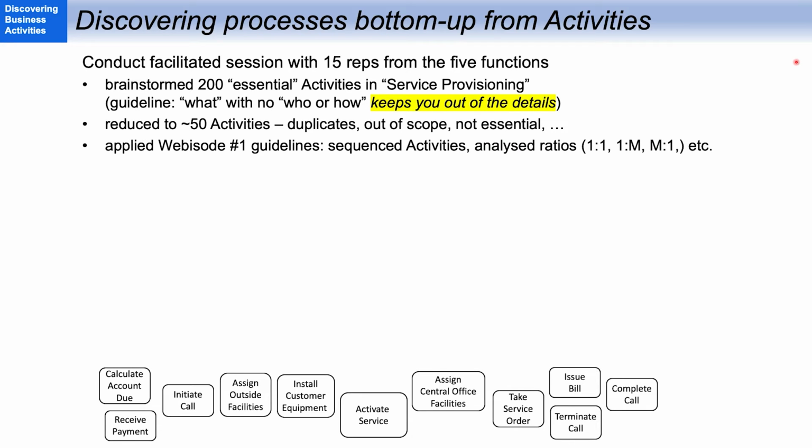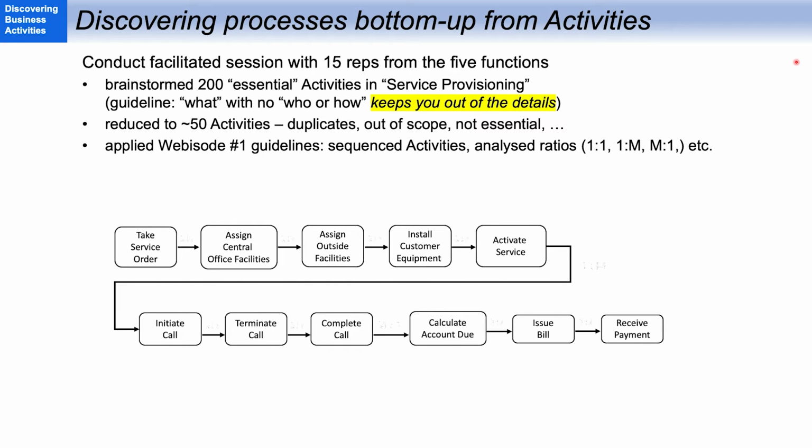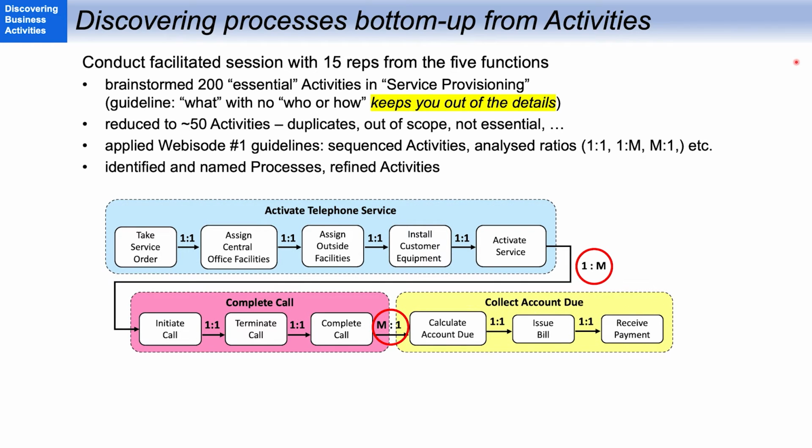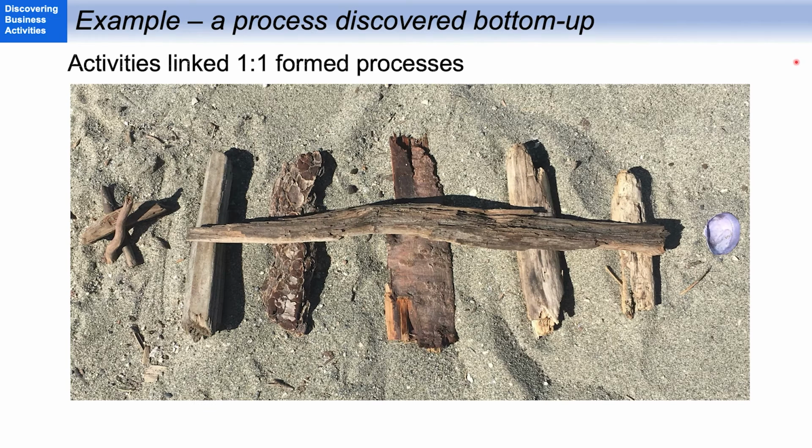Then, following the guidelines we learned earlier, sequenced those activities, analyzed the ratios, 1-to-1, 1-to-many, and so on, especially focusing on the 1-to-many and many-to-one connections, which signified a process boundary. And then identified and named the processes, refined the activities.